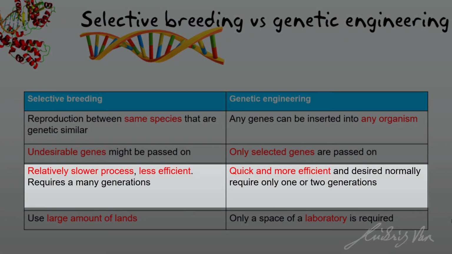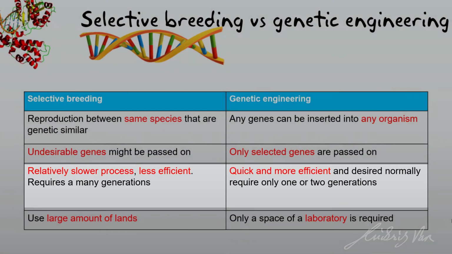And because for selective breeding, undesirable genes are being passed on, it is a relatively slow process and less efficient, since you might take a few steps forward, then a few steps back. So it requires many generations. For genetic engineering, it is quick and more efficient, since the specific genes are being passed on. So normally it requires just 1 or 2 generations. For example, if you just want to insert one gene, you just need 1 generation. If you want to insert 2 genes, then maybe 2 generations.